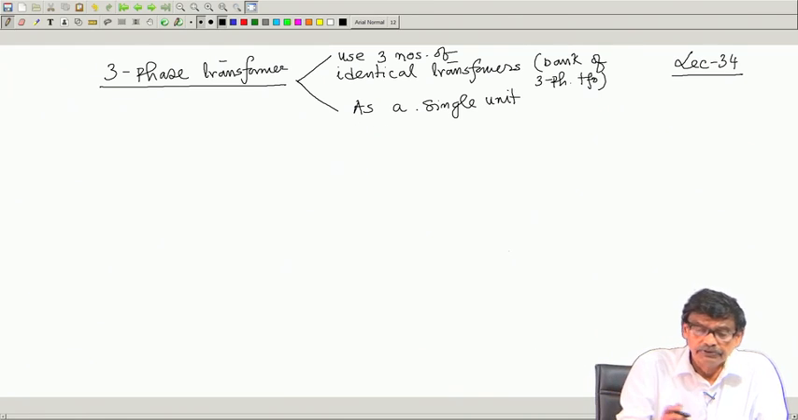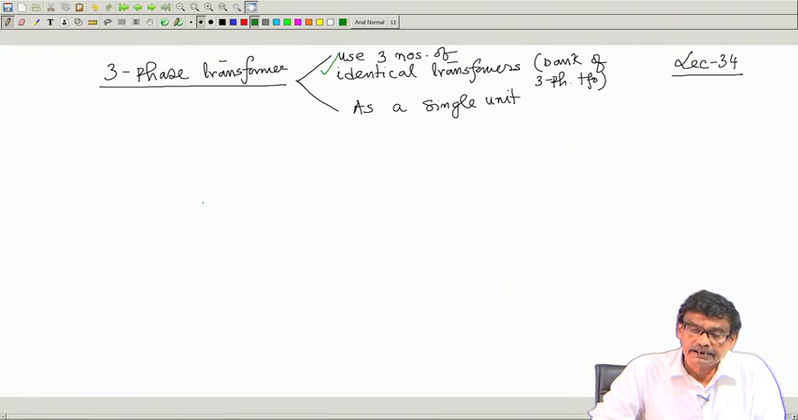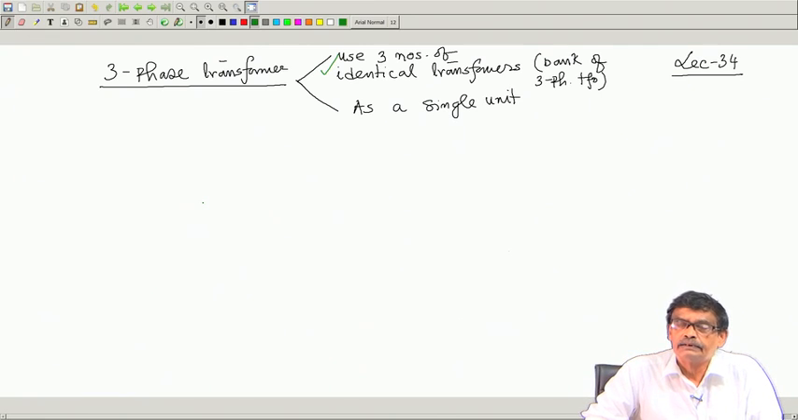Okay. So, we will first examine this one, that is three numbers of identical transformers I will take. The problem is, our power system is three phase, and in three phase I have three phase voltages, and those voltages will be assumed to be balanced, and if you require to change that voltage to some high or low three phase voltage, then we will be using three phase transformers.